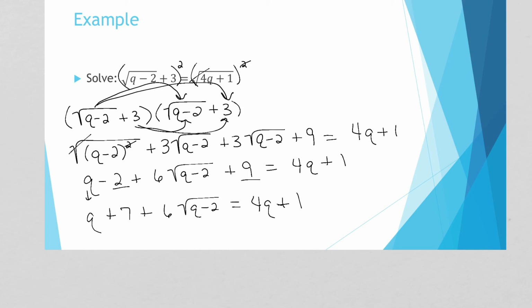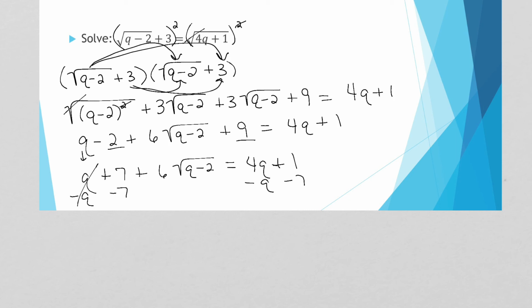Now I'm going to move anything that doesn't have a radical from the left side to the right side. So I would subtract q here, subtract q, subtract 7, subtract 7. That goes away, that goes away. I'm left with 6 square roots of q minus 2 is equal to 4q minus q is 3q minus 6. 1 minus 7 is negative 6, so that's where this comes from.